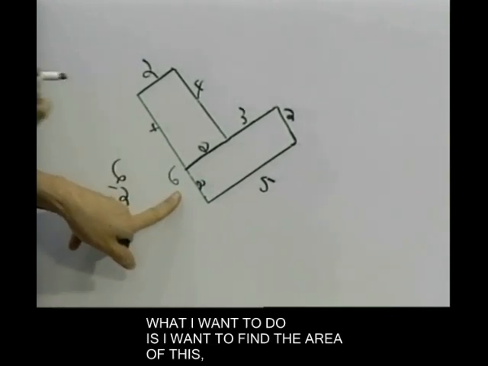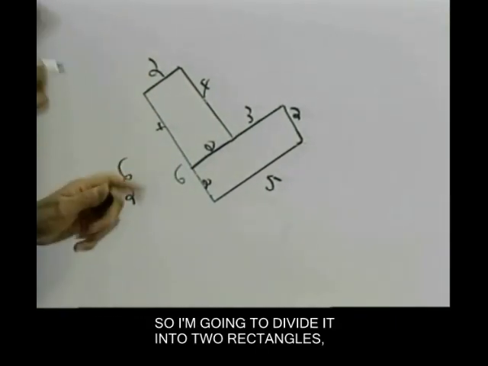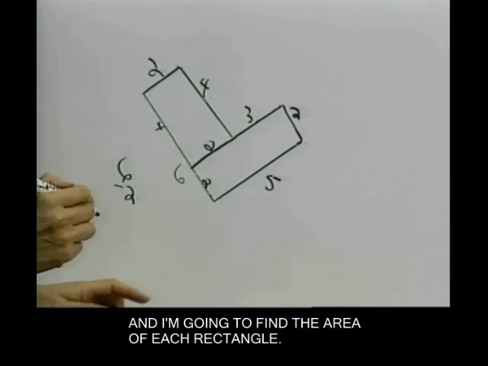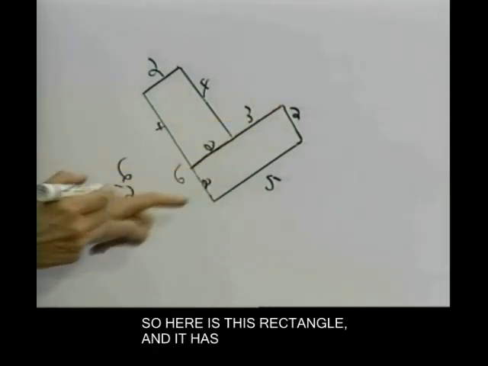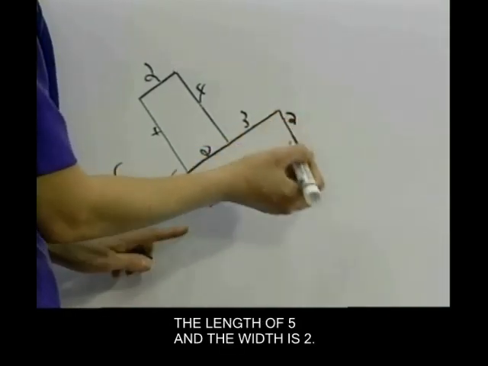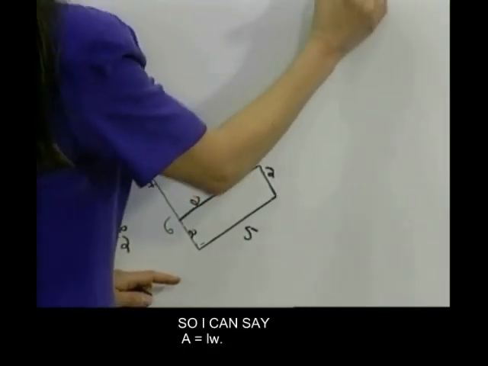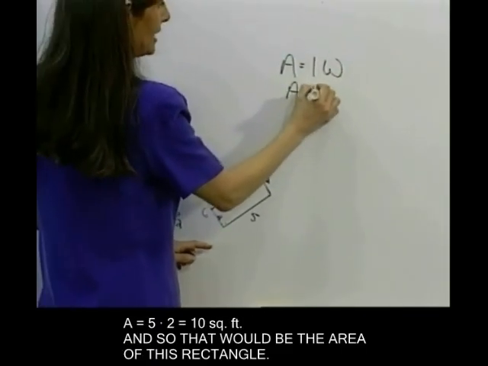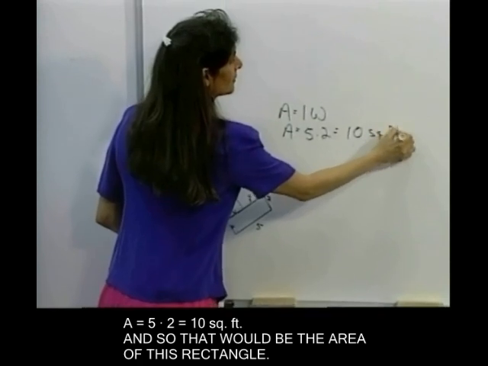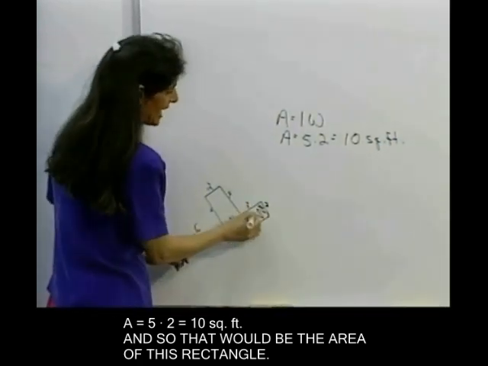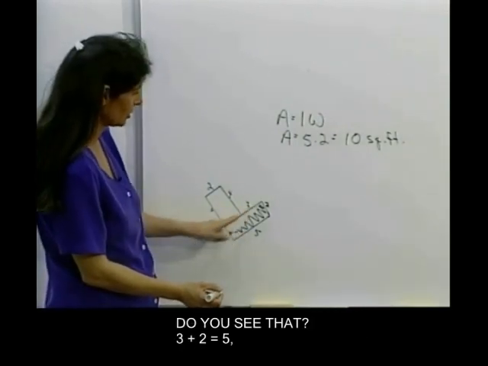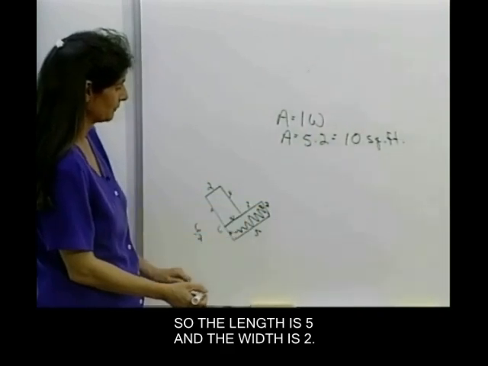What I want to do is I want to find the area of this, so I'm going to divide it into 2 rectangles. And I'm going to find the area of each rectangle. So here is this rectangle, and the length is 5, and the width is 2. So I can say area equals length times width. Area equals 5 times 2 equals 10 square feet. And so that would be the area of this rectangle. Do you see that? 3 and 2 is 5, so the length is 5 and the width is 2.